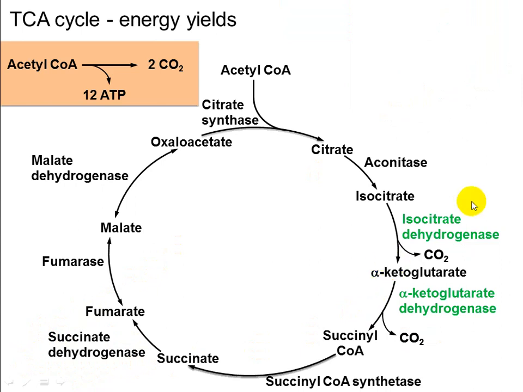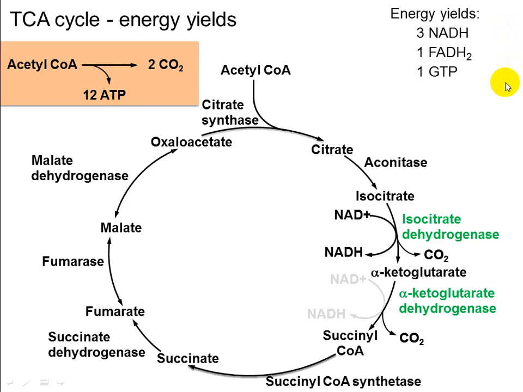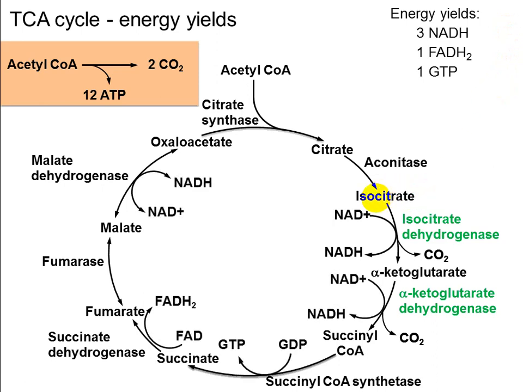The overall energy yield from TCA cycle are equivalent to 12 ATP. Specifically, TCA cycle generates 3 NADH, 1 FADH2, 1 GTP. 3 NADH is equivalent to 9 ATP. 1 FADH2 is equivalent to 2 ATP. 9 plus 2 plus 1 equal to 12 ATP. Here are the steps that generate this high-energy compound.